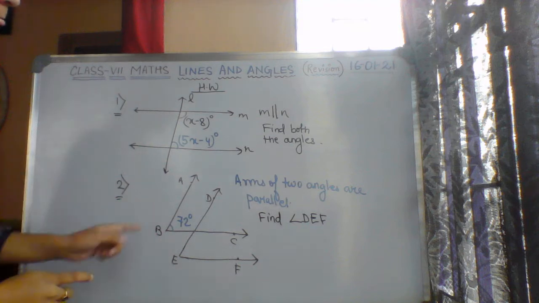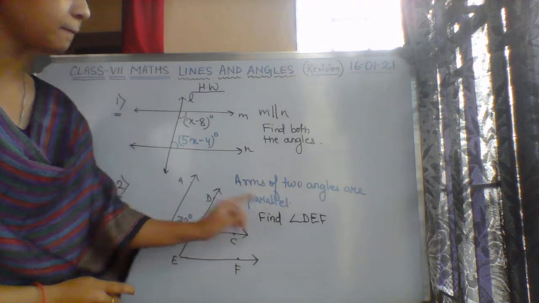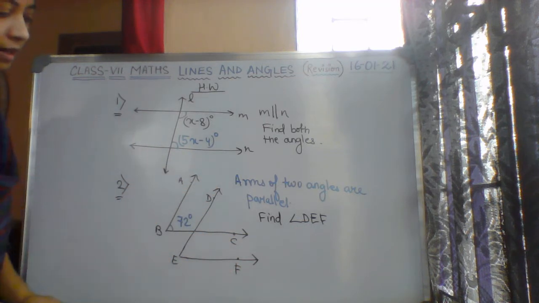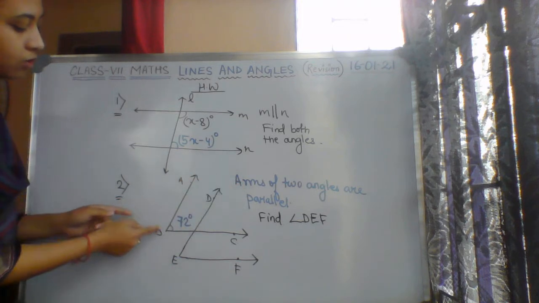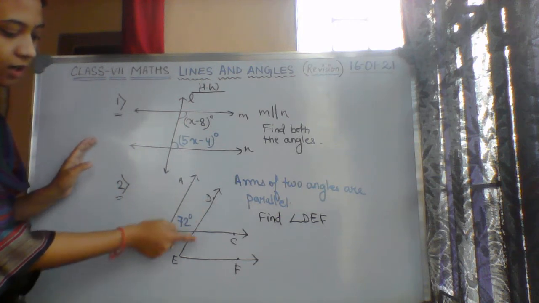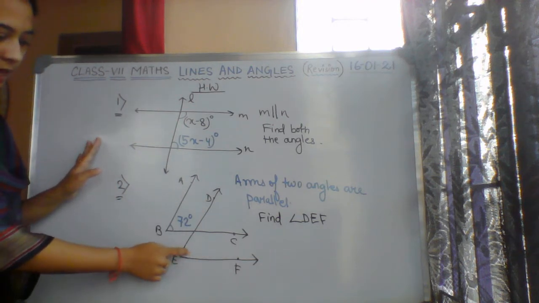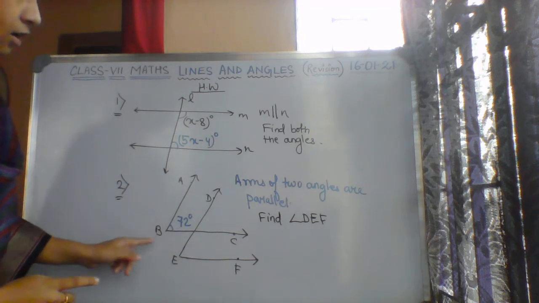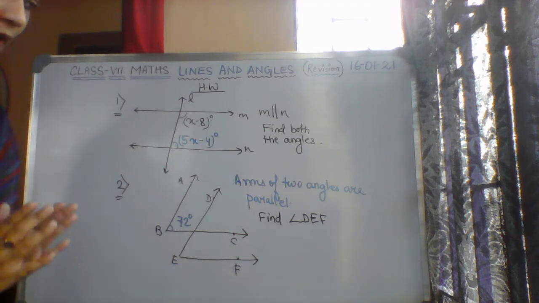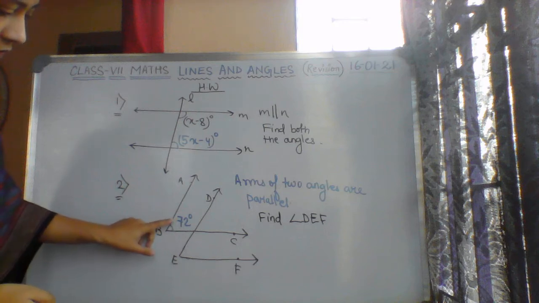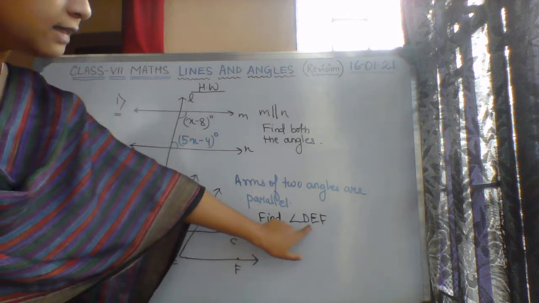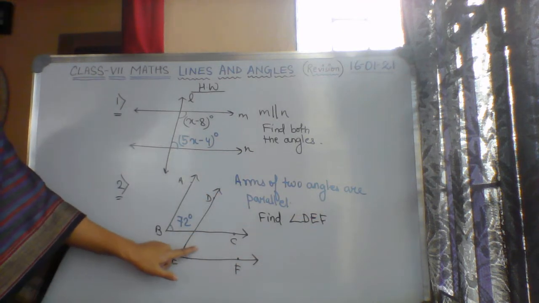Now second question, here it is given arms of two angles are parallel. You can see two angles here, ABC is an angle and DEF is an angle. Here they have given arms. AB is one arm of this angle, DE is one arm, EF is one arm for this angle. So arms are parallel. AB is parallel to DE and BC is parallel to EF. They have also given one angle, ABC angle 72 degree. You have to find out angle DEF.